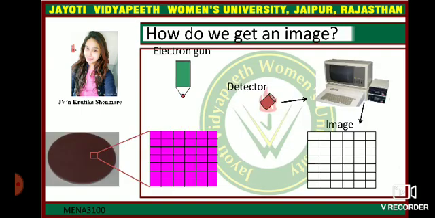How do we get an image? There's an electron gun which directs a beam of electrons into the sample, and then it goes to a detector as per the release of the electrons or the energy, and then we get an image which is detected and is recorded by the recorder. That's how the process occurs.